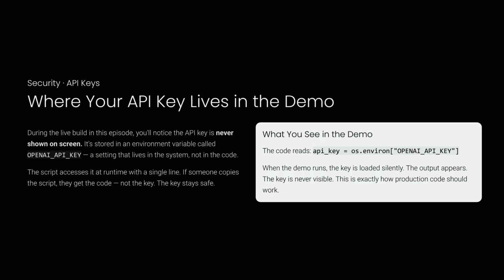Let's look at security for our demo. You'll notice the API key is never shown on screen. It is stored in an environment variable called OpenAI_API_key. The script accesses it at runtime, so the key stays safe even if the code is shared.